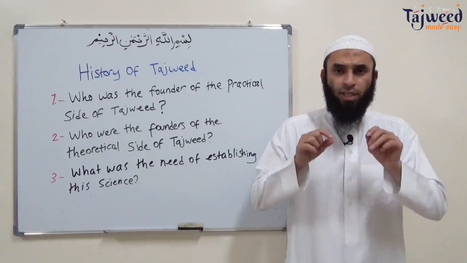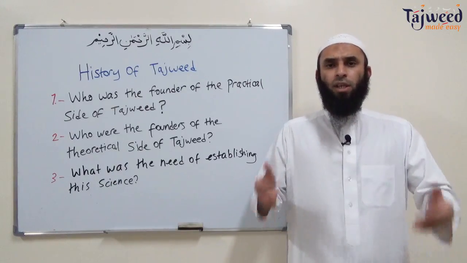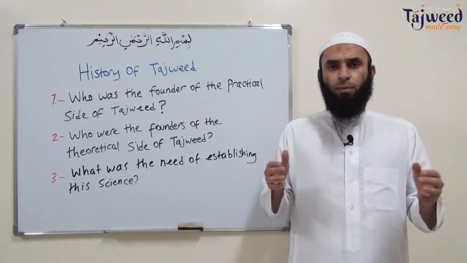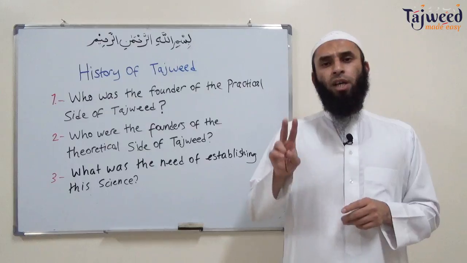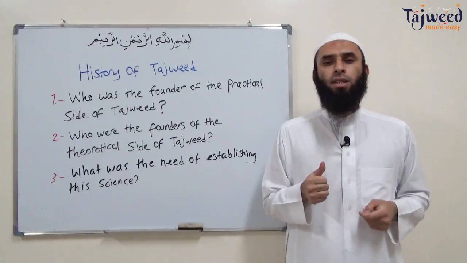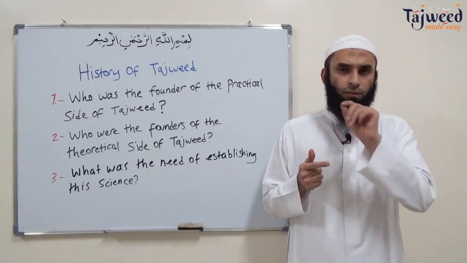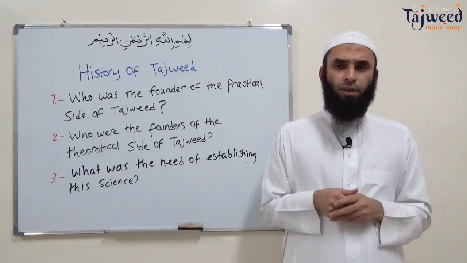Now, when Islam spread to different parts of the world and people started coming into the religion, the new Muslims who were from a non-Arab background, when they started reciting the Quran, two types of mistakes started occurring. Number one, pronunciation mistakes. And number two, mistakes in the vowels, fatha, kasra, dhamma. What do I mean by this?